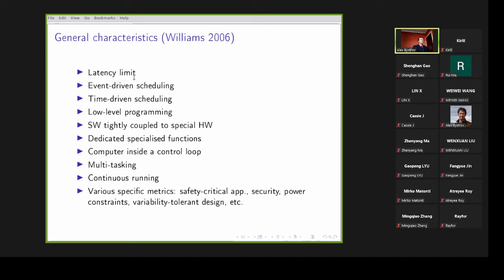It's the real-time aspect. We have event and time-driven scheduling, right? The keyword here is scheduling. Scheduling is about starting, stopping, pausing, and restarting different processes in the system.